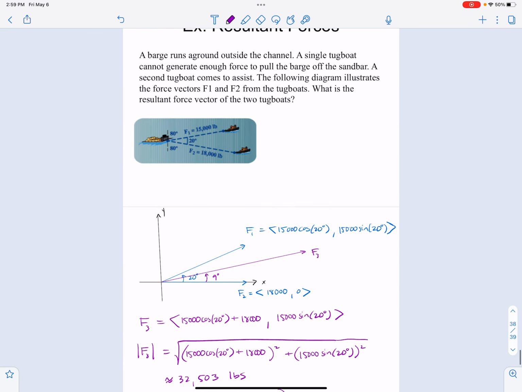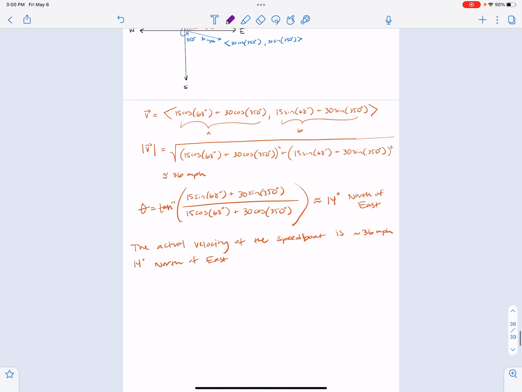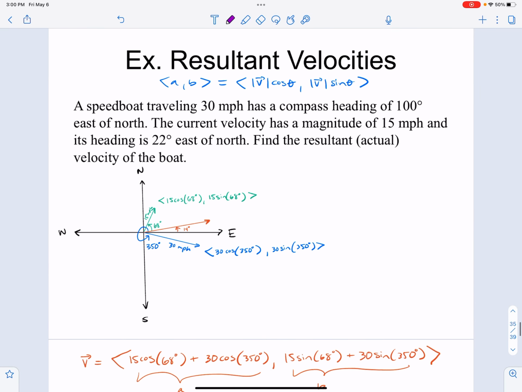Okay, so all three of these word problems were examples of finding a resultant vector. So adding two vectors with given, which you know those vectors from the given information, adding them together in order to find the resultant vector and identifying the magnitude and direction of that vector to interpret your answer.